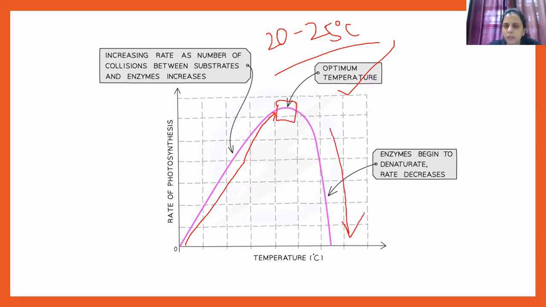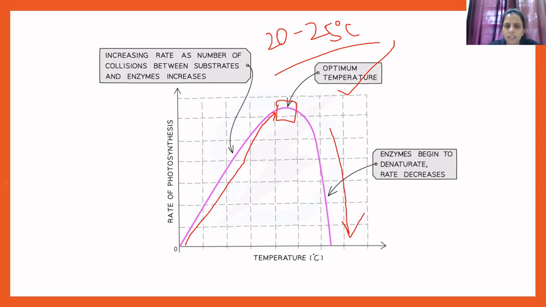It decreases gradually. Now the reason for this decrease in the rate of photosynthesis beyond optimum temperature is that the shape of the active site of the enzyme molecule is destroyed. The shape of the active site of the enzyme molecule changes. Hence the substrate molecule cannot fit into the active site of the enzyme. So what will happen? Enzyme molecules cannot combine with substrate molecules and no more reaction can take place.